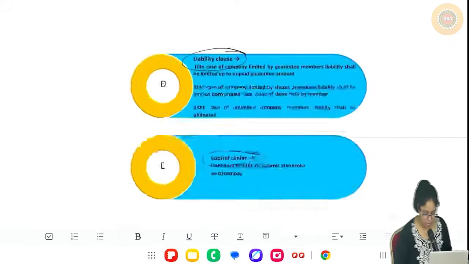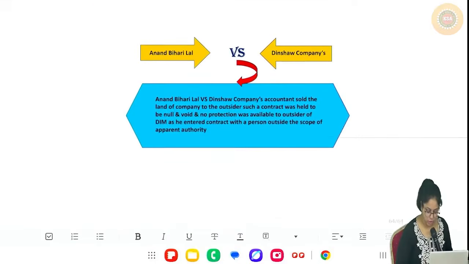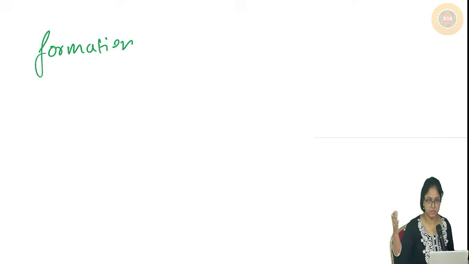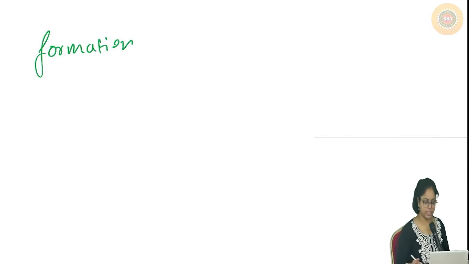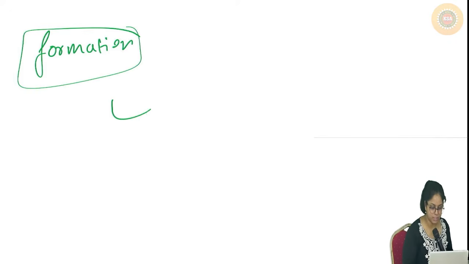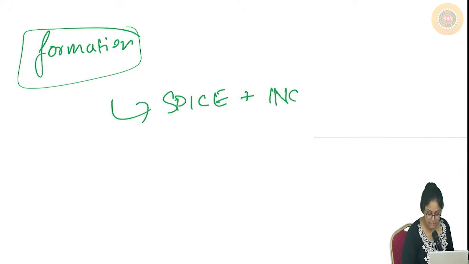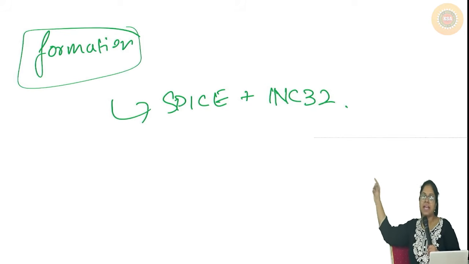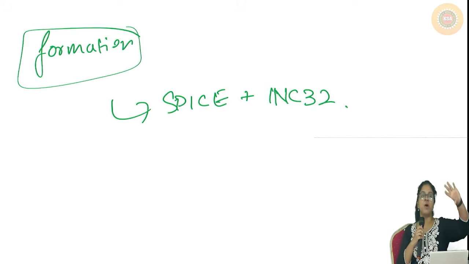Okay. So now we're going to quickly see the process of incorporating a company. It's very, very easy. Previously there were different processes, if you learnt under the previous material. Now it's a very simple process. You need to fill something called SPICE plus INC 32. There are two forms, SPICE plus and INC 32. This is the form that you have to fill.